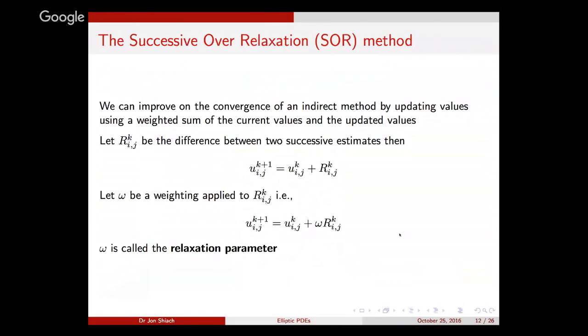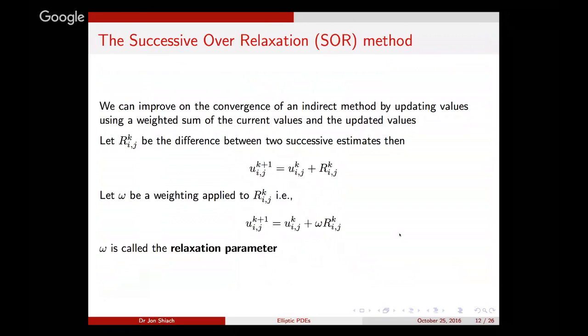I'm afraid not, because we've still got a bit more time in the lecture. We can also improve over the Gauss-Seidel method. And this is the idea of what we call the successive over relaxation, or SOR method. What we do is update our solution using a weighted sum of the current value, the K value, and the solution via the Gauss-Seidel method.